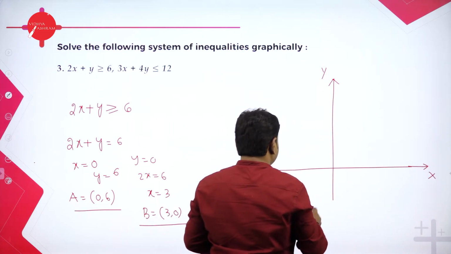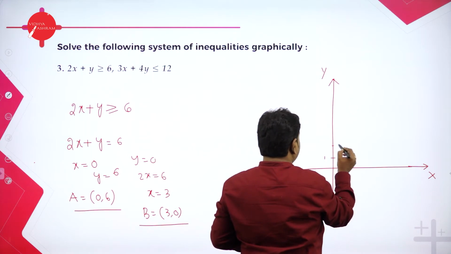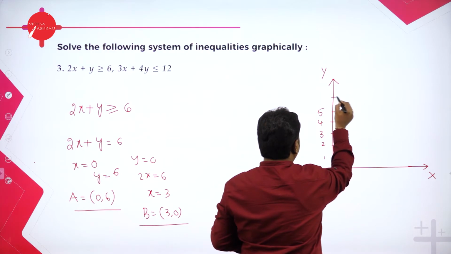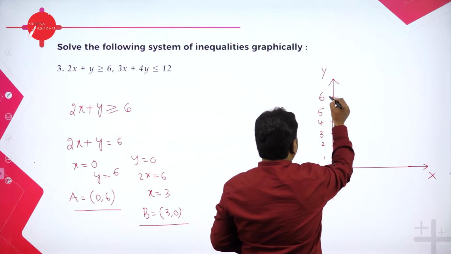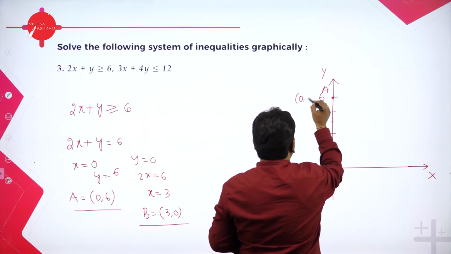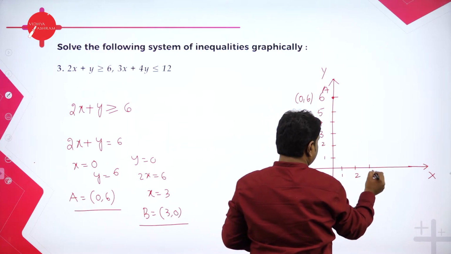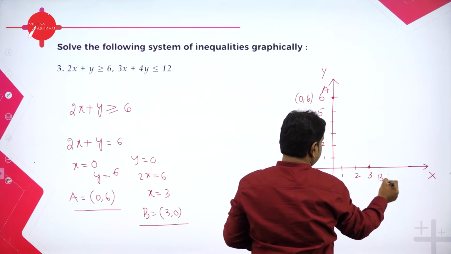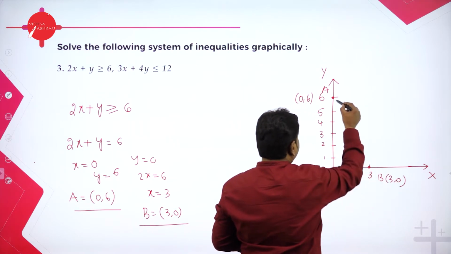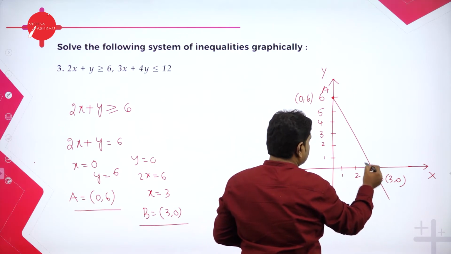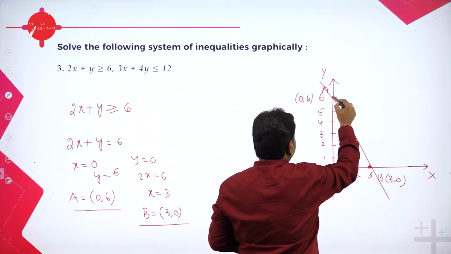A is 0 6, 1 2 3 4 5 6. So A is a point here. A is 0 6. B is 3 0, 1 2 3. B is 3 0. Now stretch a line between these two.